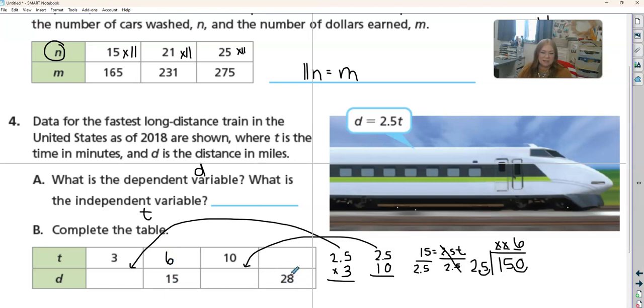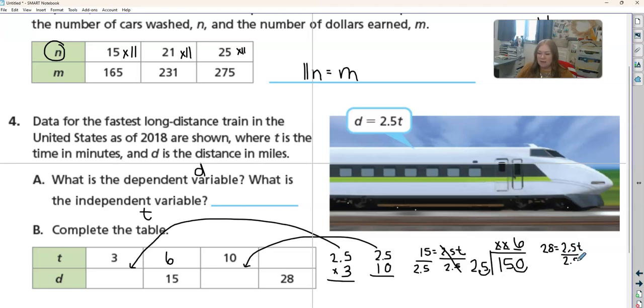Okay, our last one gets us 28 miles. So let's set up our problem. So we know 28 equals 2.5 for the minutes. We're trying to find the T. How many minutes did it travel to get 28 miles? So these are times together, so we have to undo it.